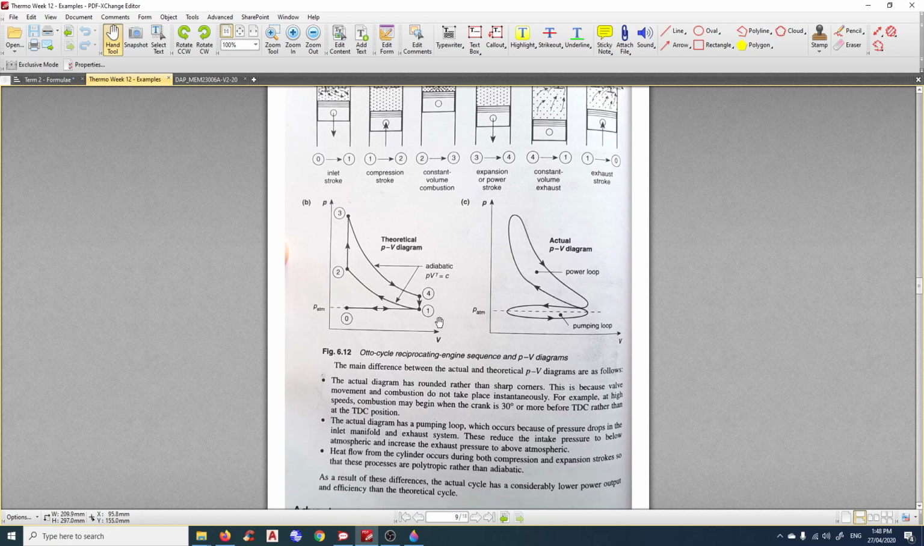That's the theoretical diagram. The actual diagram is more like that, and it is a bit indistinguishable: which one is constant volume, which one is constant pressure, whether it's adiabatic. It looks like adiabatic all the way, and the not-really-constant-volume parts look either isothermal or polytropic. That's what happens in real life. For our purpose in this course, we're just going to use the theoretical PV diagram.